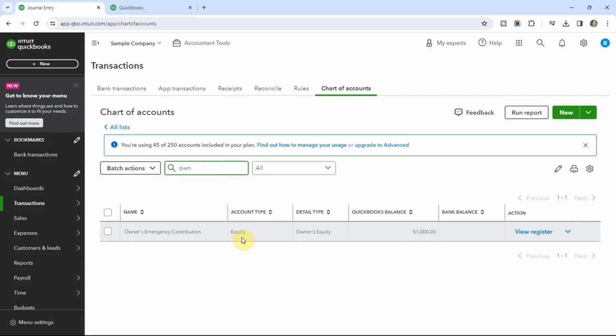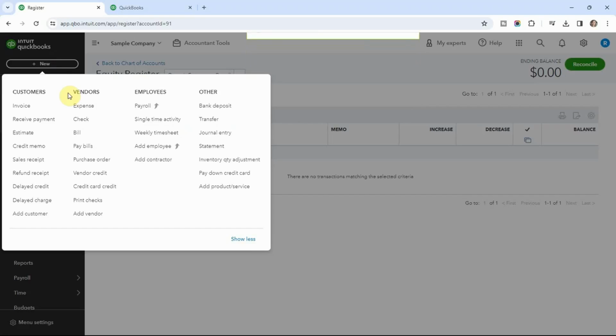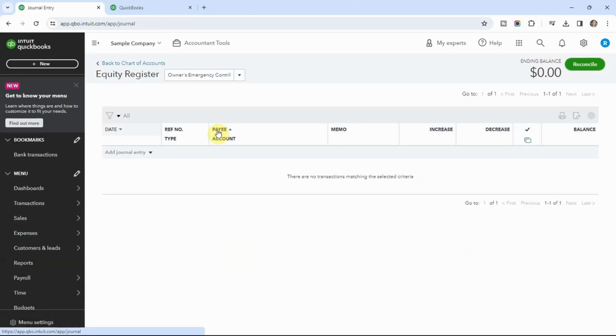So in this case, we are going to have the owner contributing money to the business. Maybe it's partway through, they're running low on money and they need some extra cash to cover payroll or something that they need to do. To show you guys this, you want to create a journal entry. So you just go to new and then journal entry.